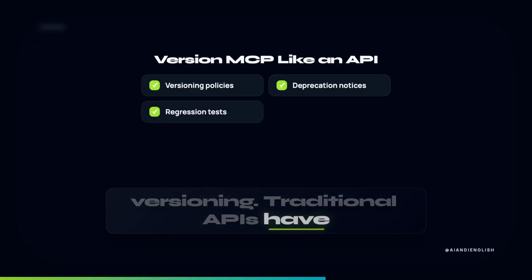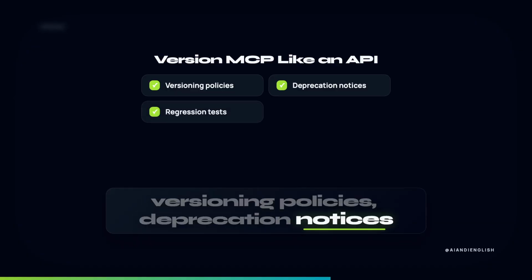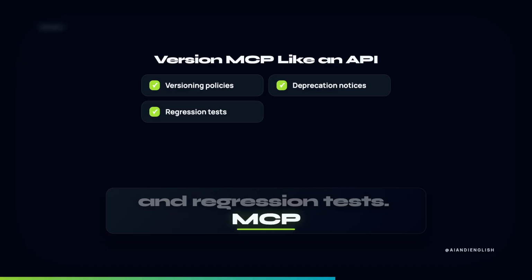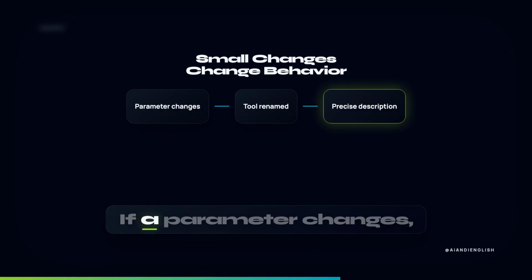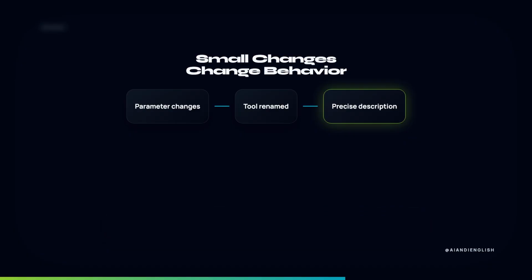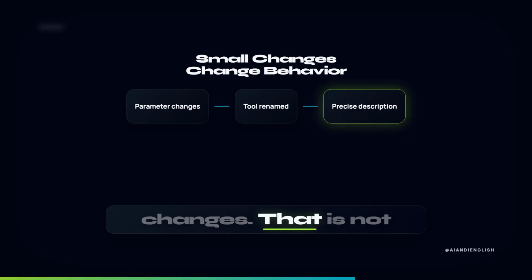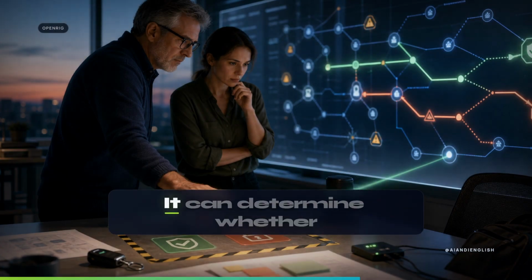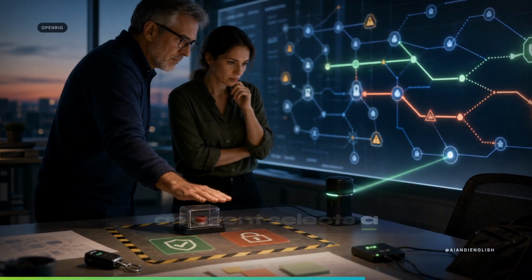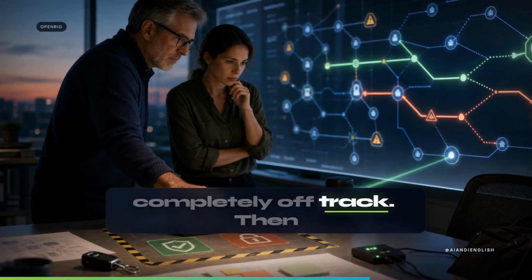The fourth point is versioning. Traditional APIs have versioning policies, deprecation notices, and regression tests. MCP servers need them too. If a parameter changes, a tool is renamed, or a description becomes more precise, agent behavior changes. That is not merely a documentation change. It can determine whether an agent selects a tool correctly or goes completely off track.